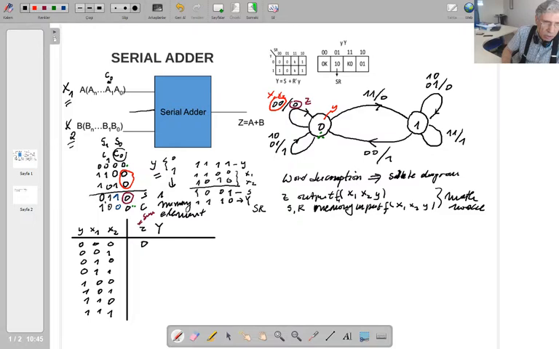So sum is 0, carry is 0; sum is 1, carry is 0; sum is 1, carry is 0; sum is 0, carry is 1. For this one, sum is 1, carry is 0. For this input, sum is 0, carry 1; sum 0, carry 1; and this one, sum 1, and carry is also 1. So that is the mathematical model now.